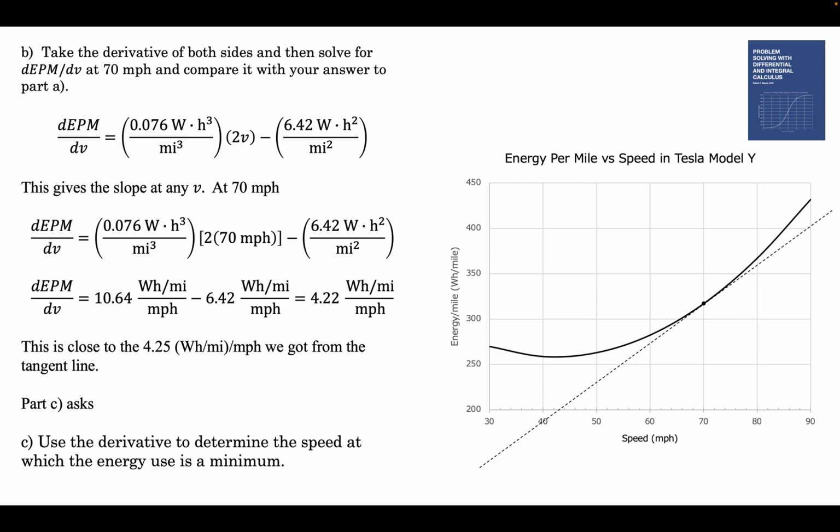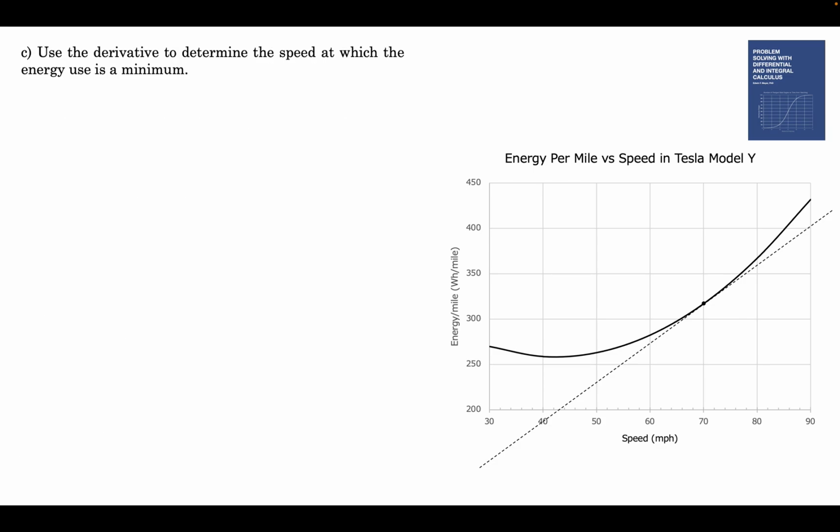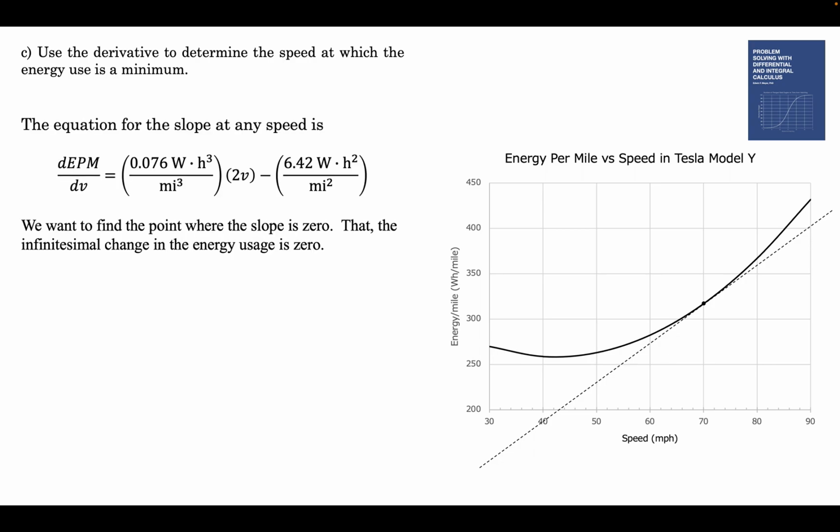Part C asks, use the derivative to determine the speed at which the energy use is a minimum. So the equation for the slope at any speed is this. We want to find the point where the slope is 0. So we move over a little bit in speed, and the energy use doesn't change. That happens right here. So if we go over an infinitesimal amount, the energy use doesn't change. There's the tangent line. The tangent line's horizontal. I'm in a flat spot.